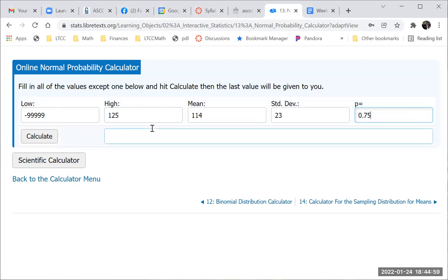And which is the one we don't know? Turns out we know the low. The high is one we don't know. The low is negative 99999, is negative infinity, because it's from negative infinity to that high should cover 75% of the data. And then I hit calculate. And I get 129.5133.